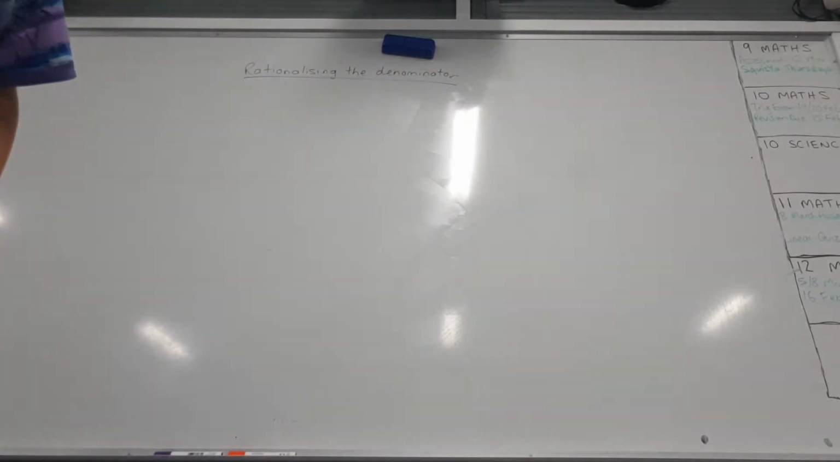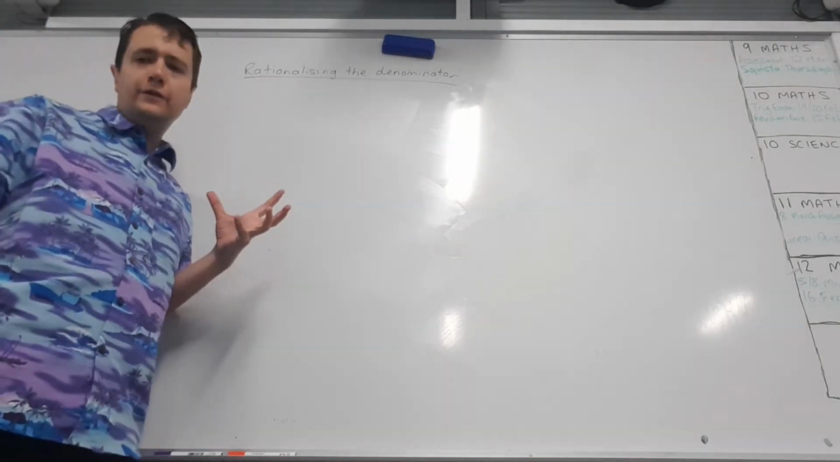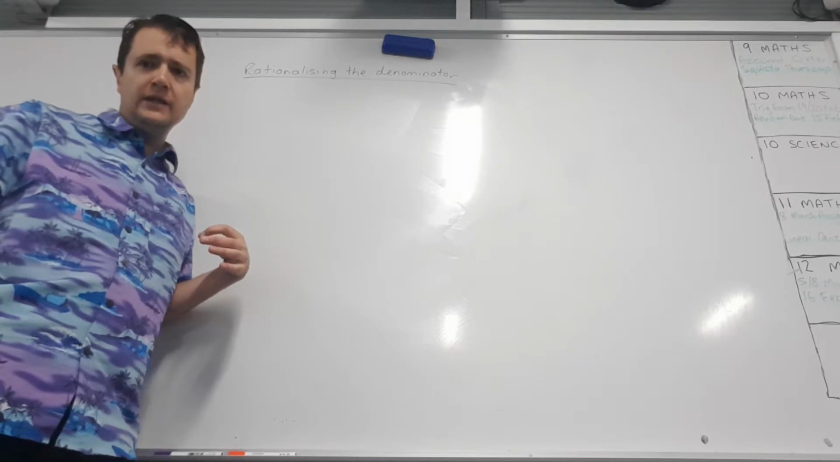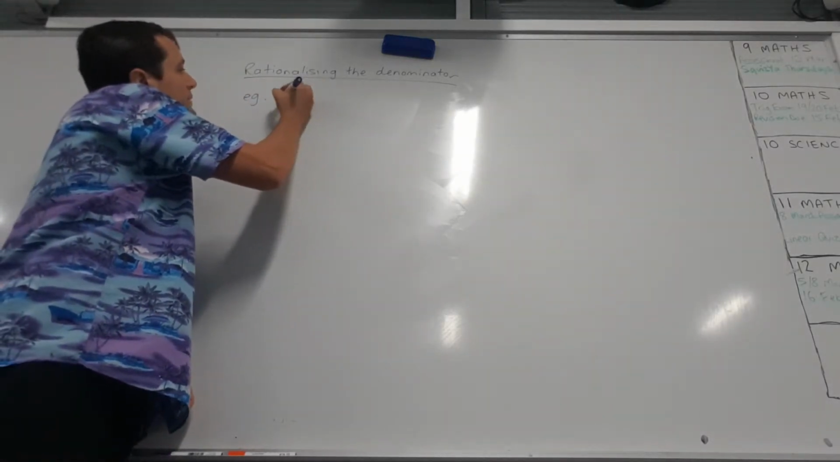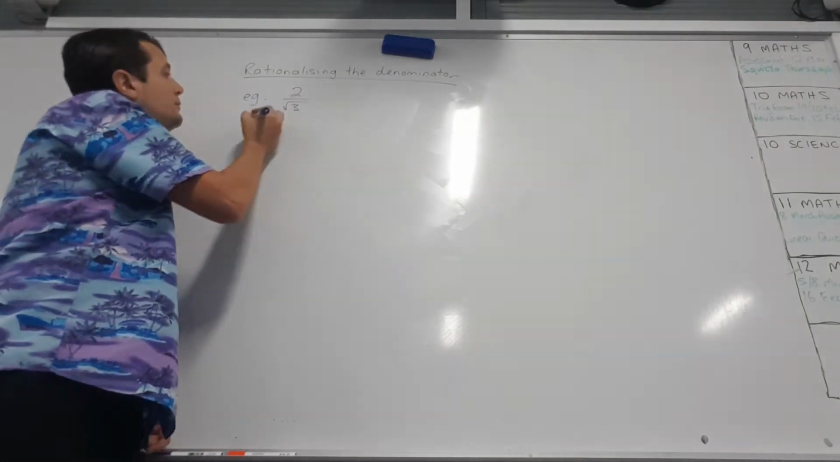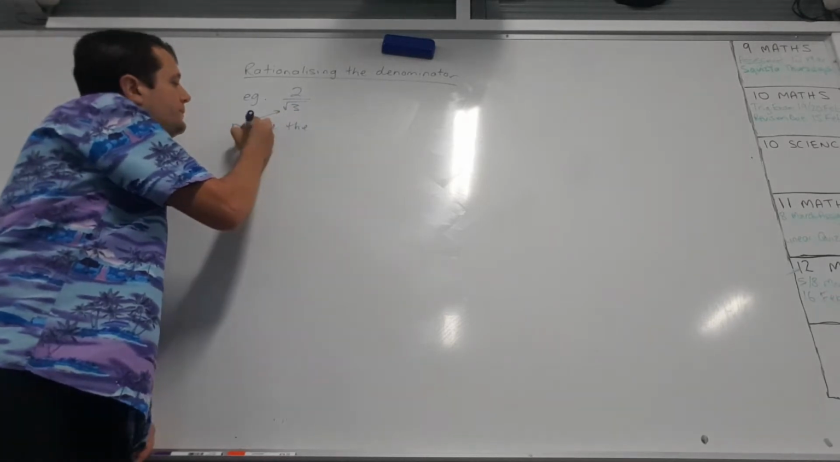Rationalising the denominator is essentially the idea that we don't leave square roots in the denominator of fractions. So, for example, if you ended up with an answer that looked like this, 2 over root 3, right? We want to remove the square root.